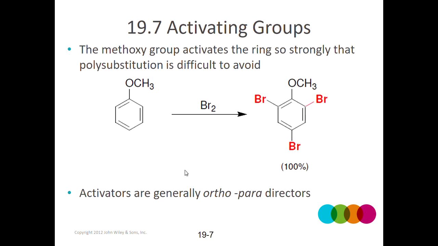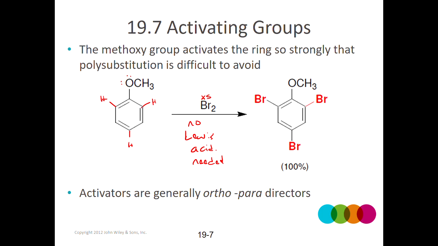In fact, they're so activating due to that resonance that bromine can be reacted with this ring without the need for a Lewis acid catalyst. And the reaction goes so well, it's hard to prevent it from happening at all of the available ortho and para positions. So if you want to install bromine at each of those positions, you'd use excess Br2.